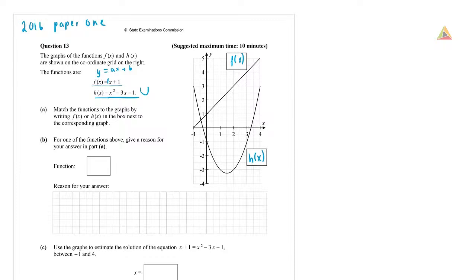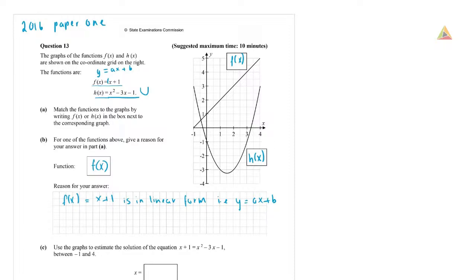So part B, for one of your functions above, give a reason for your answer to part A. Now we're going to write out both reasons just so we have them again in case it comes up. So the first one I'm going to look at is the f of x. So the f of x, now give a reason for your answer. So the f of x is equal to x plus 1 is in linear form. And as I said, that's y is equal to ax plus b.